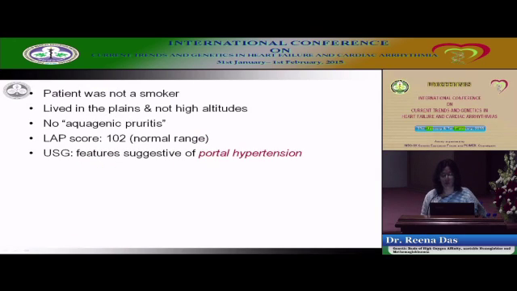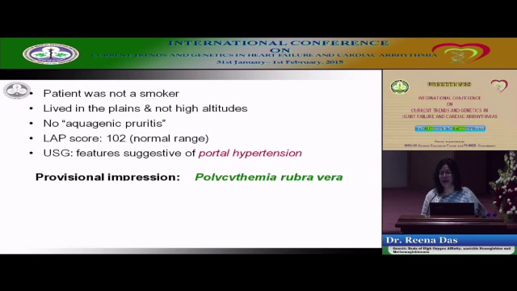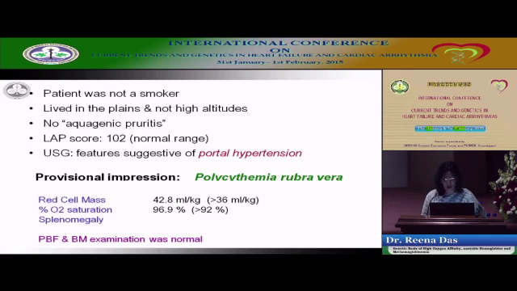The patient was not a smoker, he lived in the plains, not at high altitude, he did not have any aquagenic pruritus, and the leukocyte alkaline phosphatase score was in the normal range. The ultrasound features were suggestive of portal hypertension, and the provisional diagnosis, because of this very high hemoglobin, was polycythemia rubra vera. The red cell mass was on the higher side, and the oxygen saturation was good. The peripheral blood smear and the bone marrow examinations were normal.